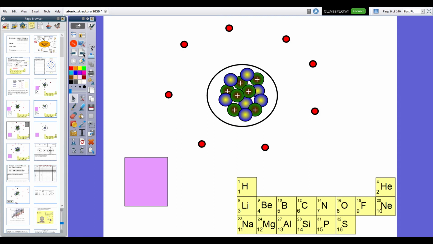Let's go through these a bit quicker now. Have a go. Pause the video if you need to. You've got 7 protons, 7 neutrons. First of all, 7 protons tells us it's nitrogen. And what top number? Nitrogen 14. Very good.